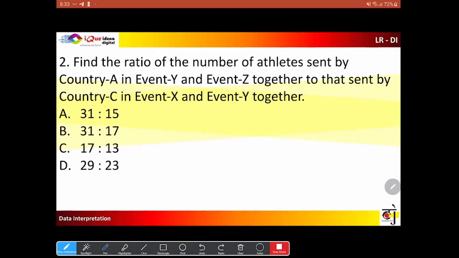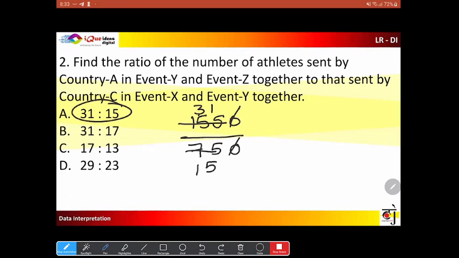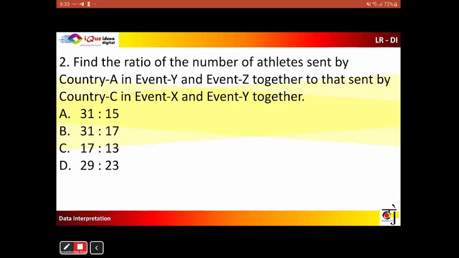So A in Y and Z together is equal to 1550 and C in X and Y together is 750. So the zeros cancel, 5 3 jar, 5 1 jar, 5 1 jar, 5 5 jar. So my answer should be 31:15. Next one.